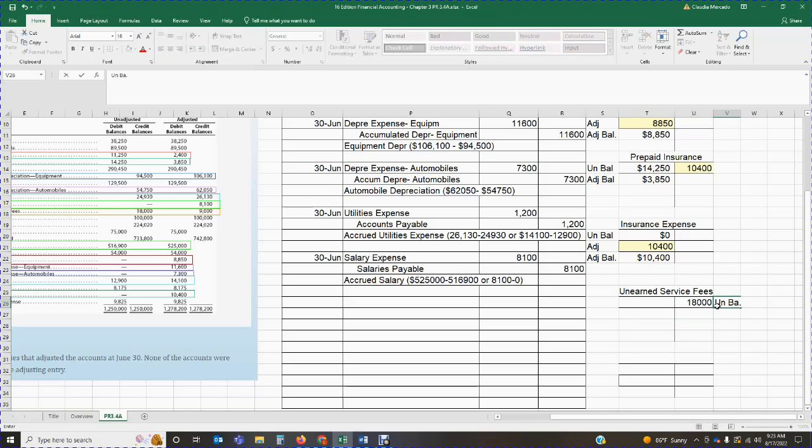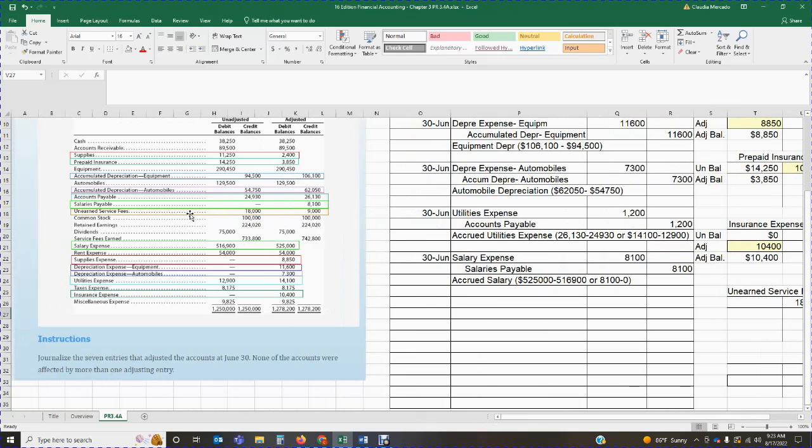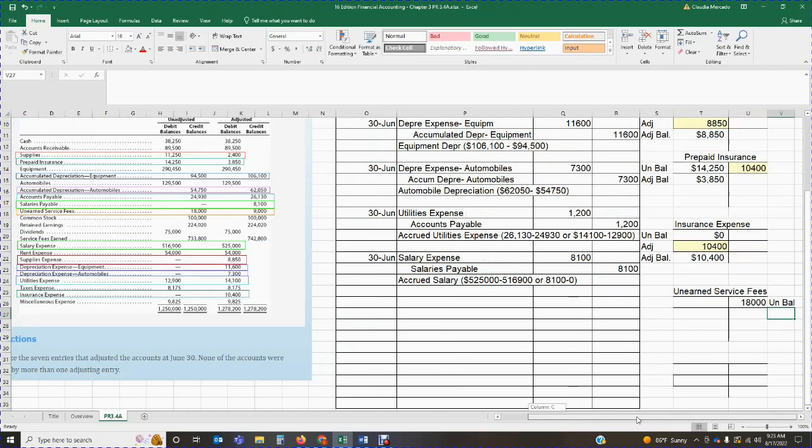So I start off with 18,000 credit, because this is a liability. We owe someone a service. We have not provided the service yet, so we need to provide that service. And we ended up with $9,000. This is my adjusted balance. So if I start off with a credit of 18 and now I ended up with a credit of 9, that means that I must have used up during the period, or I must have earned service fees of $9,000. So this is the amount of my adjustment.